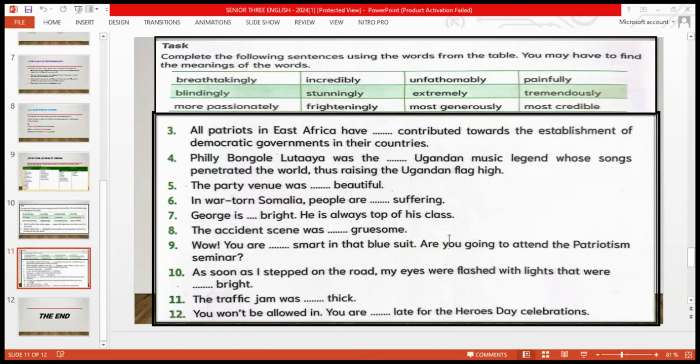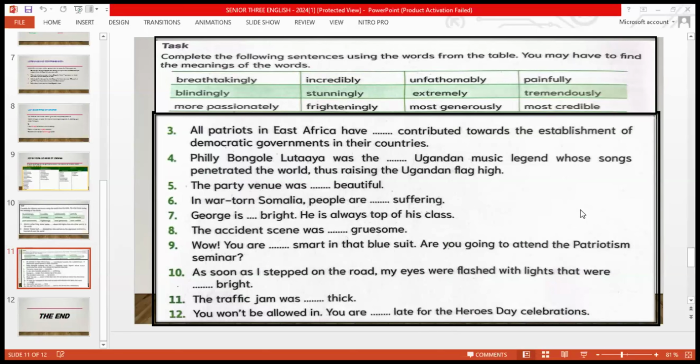Yes, Lighton. Oh, that's a beautiful name. Hilly Bagole, the Tire, was the most credible Ugandan music legend whose songs penetrated the world, thus raising the Ugandan flag high. Okay, thank you so much. I love that. Was the most credible Ugandan music legend. Amazing. Number five, who is doing five for us?